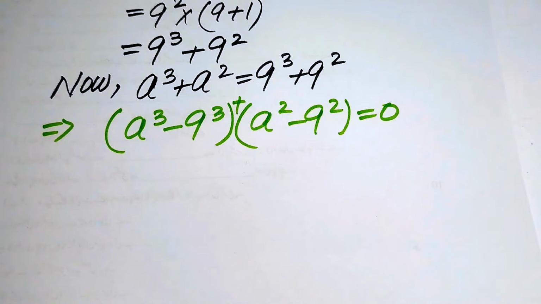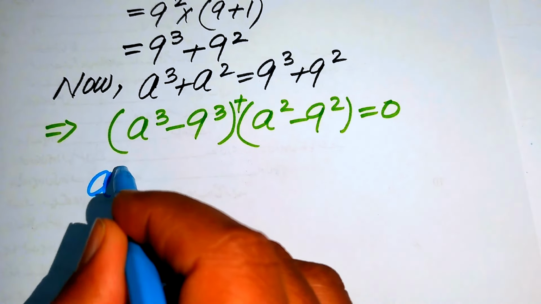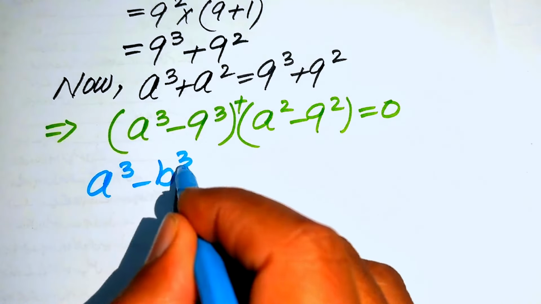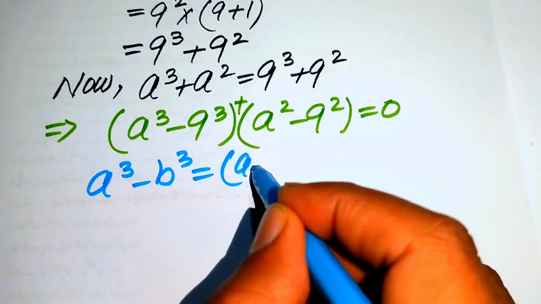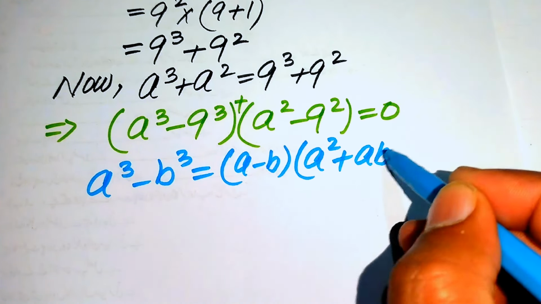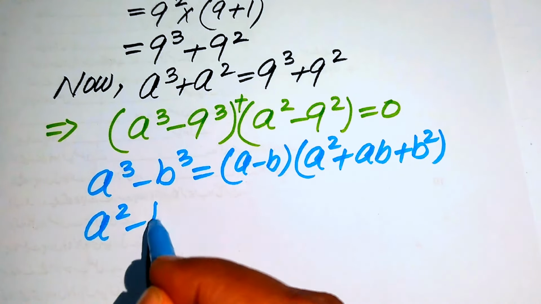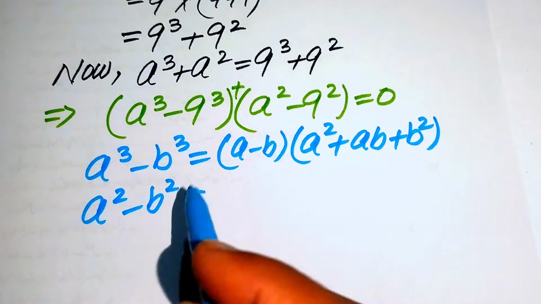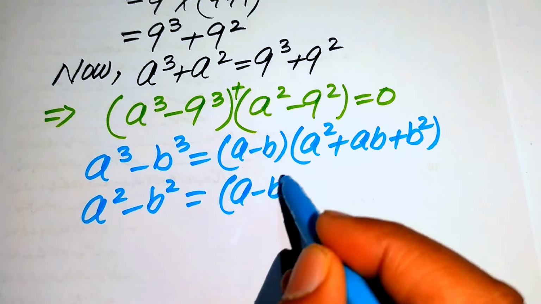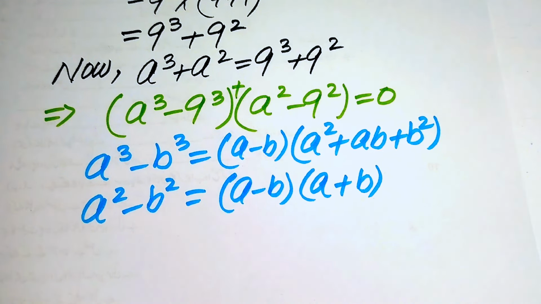So here we need two famous formulas. The one is cubic and the other is square. We know that a cubed minus b cubed equals a minus b times a squared plus ab plus b squared. And the square identity is a squared minus b squared equals a minus b times a plus b. So here we need these two famous formulas in the above term.